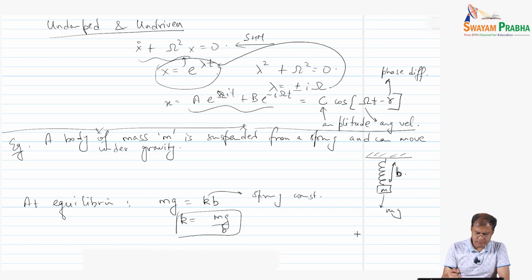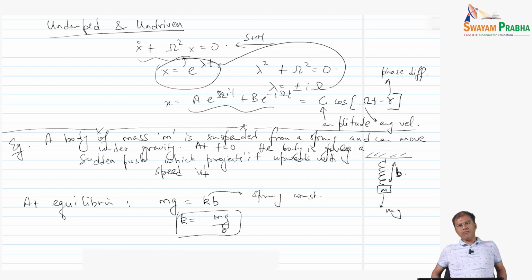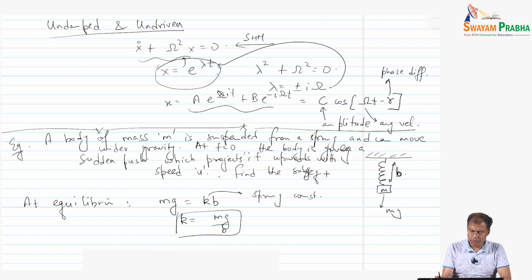The initial condition is the following. At t equal to 0, the body is given a sudden push which projects it upwards with speed u. Then we have to find the subsequent motion of the system.